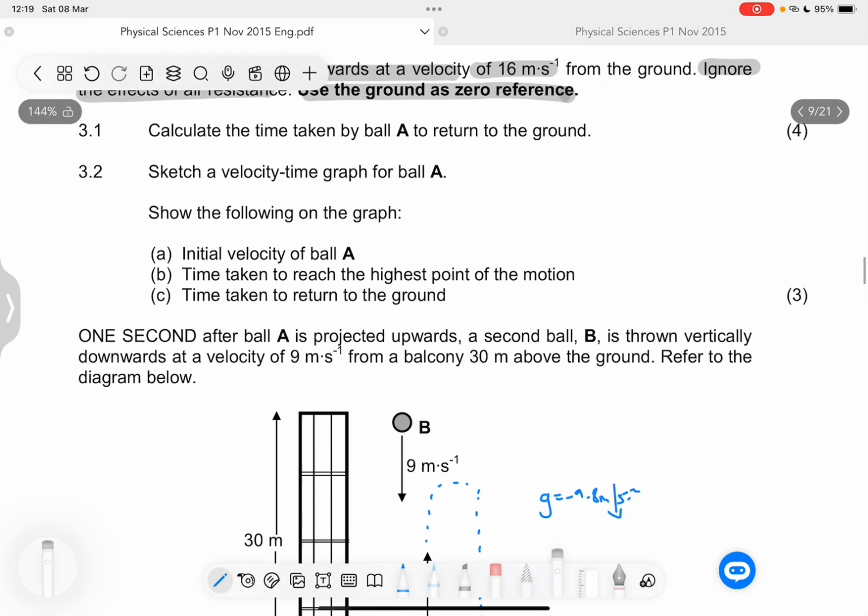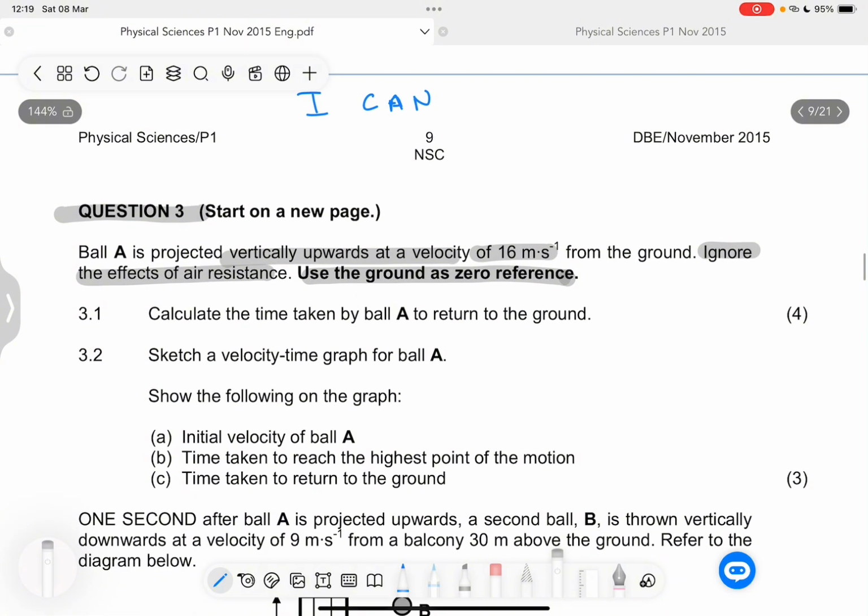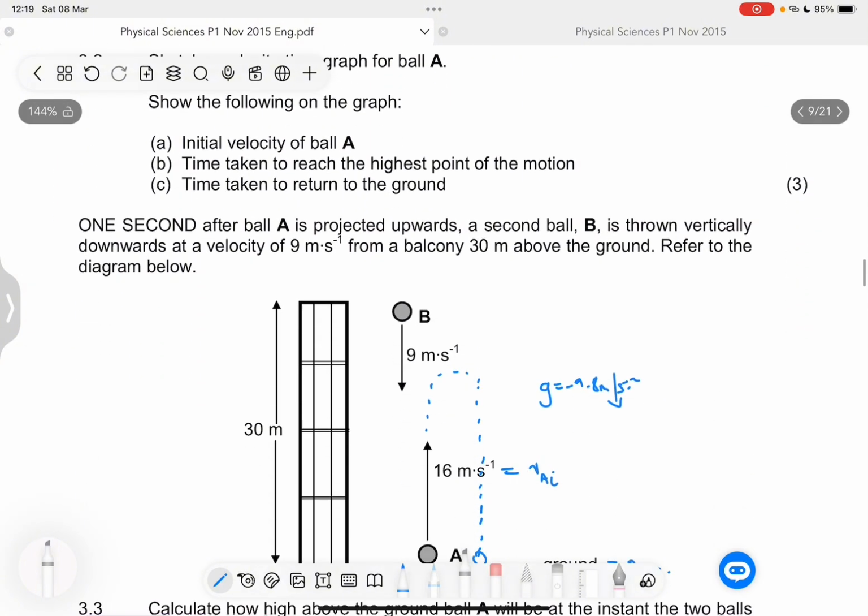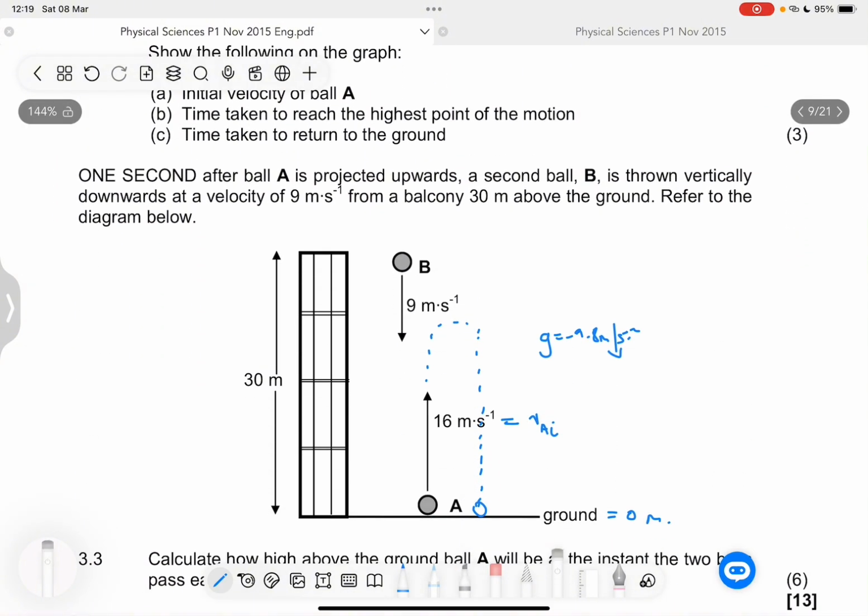Now, after classifying this problem, I'm now here at A, I'm going to answer the questions. Question 3.1 says, calculate the time taken by ball A to return to the ground. So what we want here is the time it takes for the ball to go up and come back to the ground here.